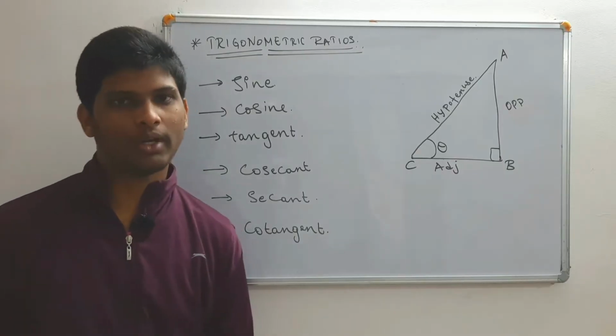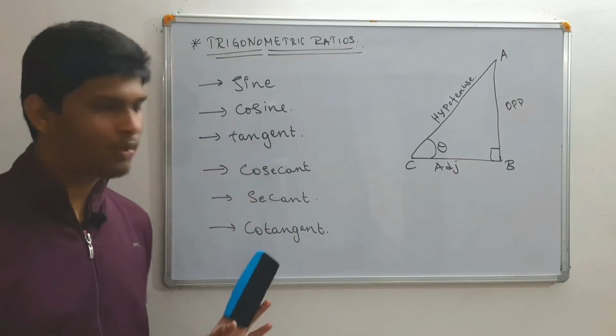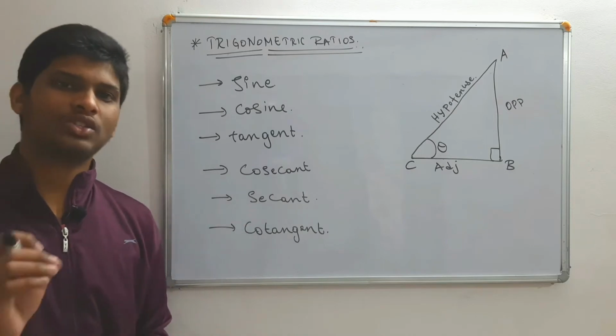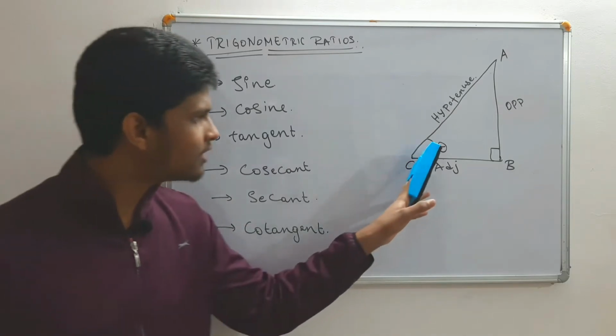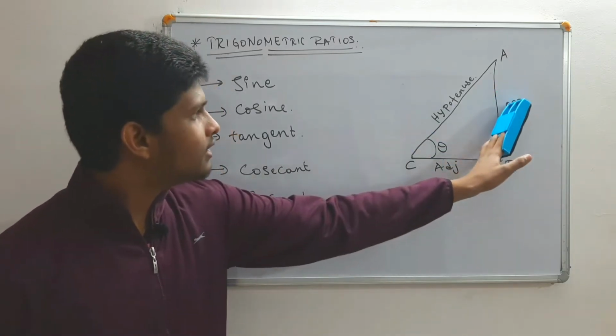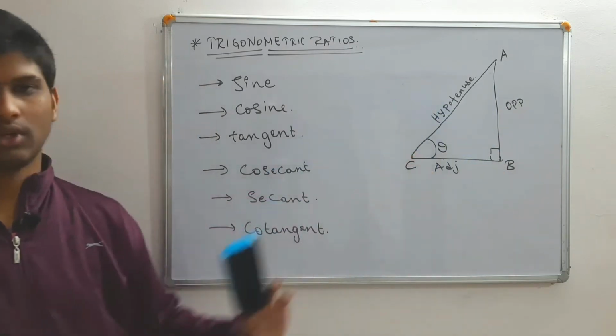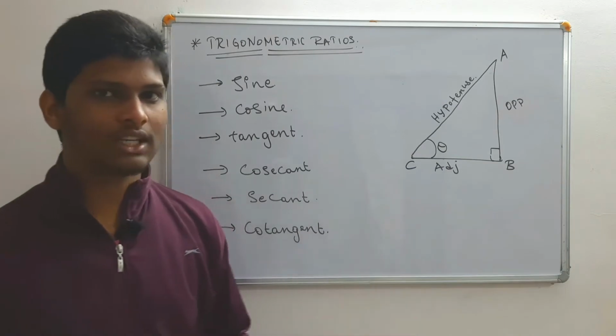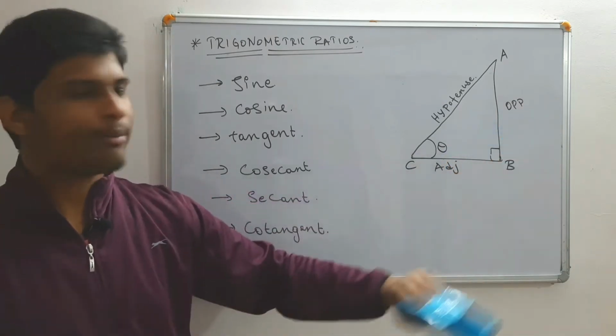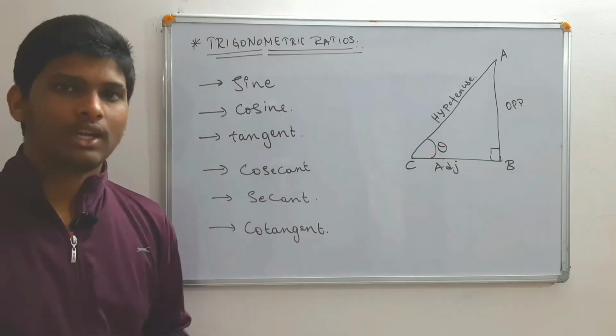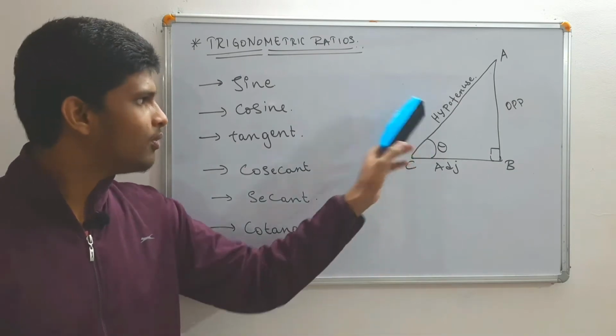While coming to trigonometric ratios, we have 6 trigonometric ratios, and trigonometric ratios are nothing but the relation between this angle theta and the lengths of the sides, all three sides: opposite side, adjacent side, or hypotenuse. I discussed this in the last class, how we determine the opposite side, adjacent side, and the longest side in the right angle triangle will be the hypotenuse.